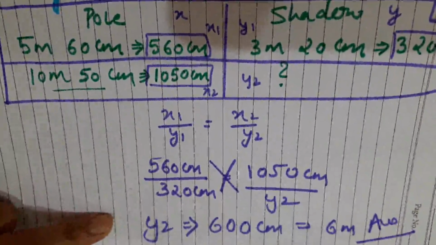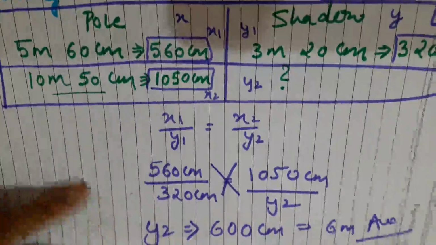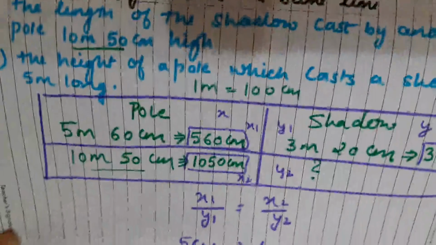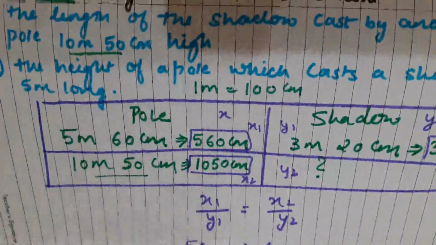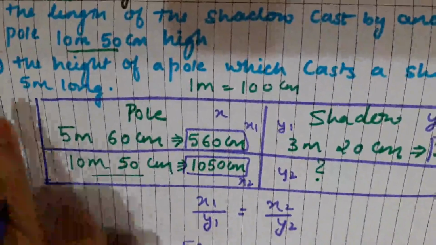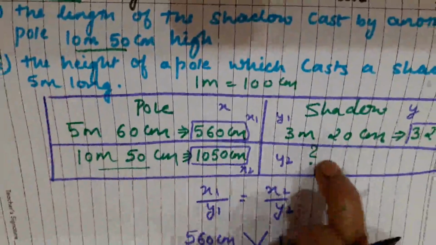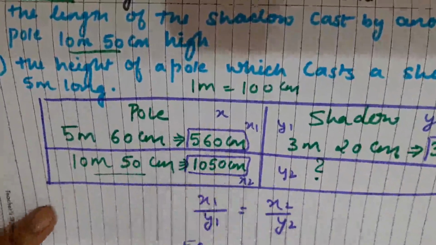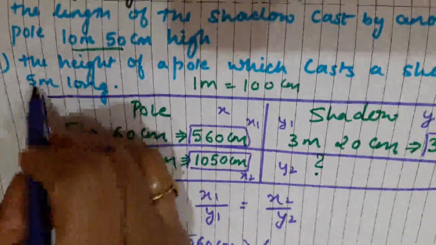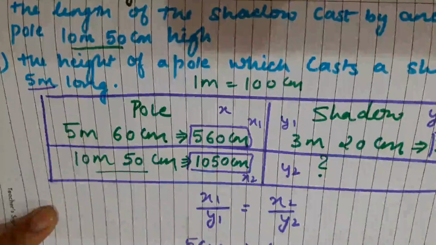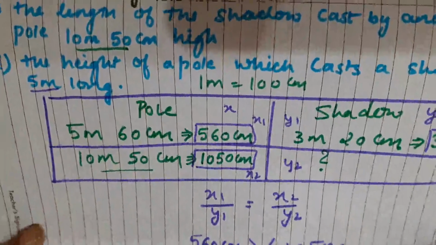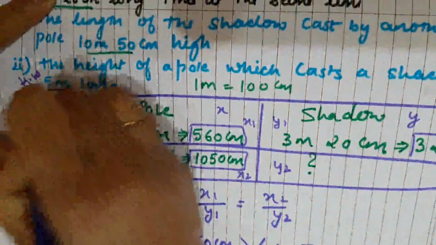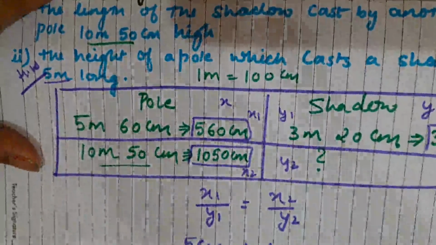Okay, now the next part also we are having. The next part is the height of the pole which casts a shadow 5 meter long. So we need to find the height of the pole. Shadow is 5 meter long. So this we know this time, and this side we need to find out. So same procedure you have to follow. First convert 5 meter into centimeter. It would be equal to 500 centimeter. Okay, getting my point? So the second part will be your homework. Let's move to the next part.